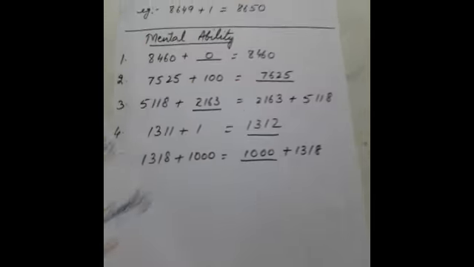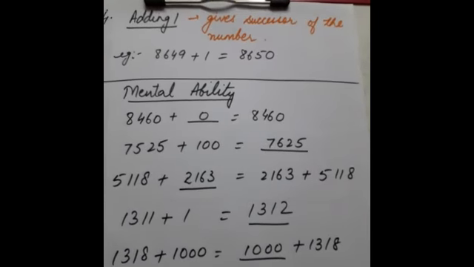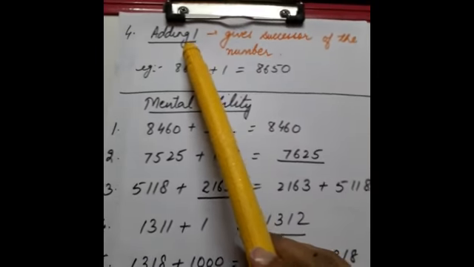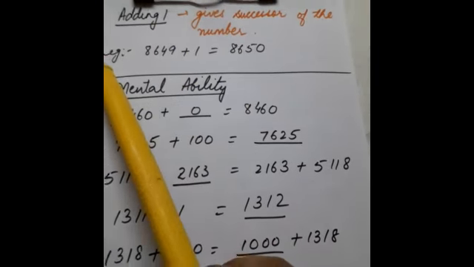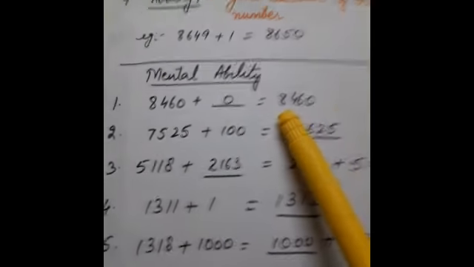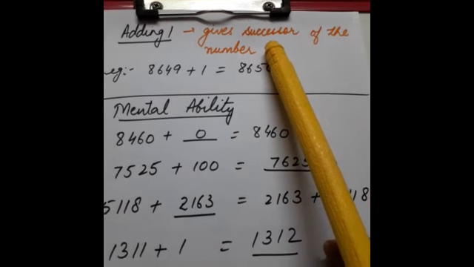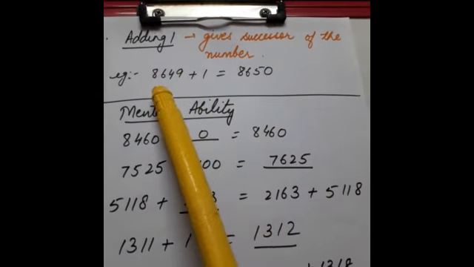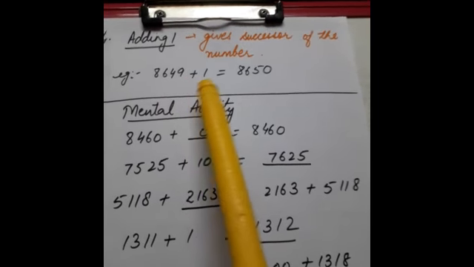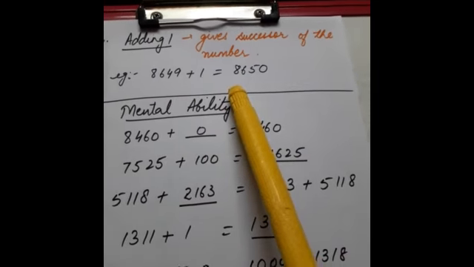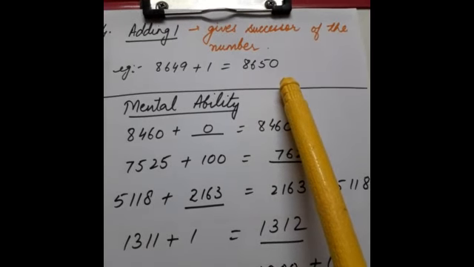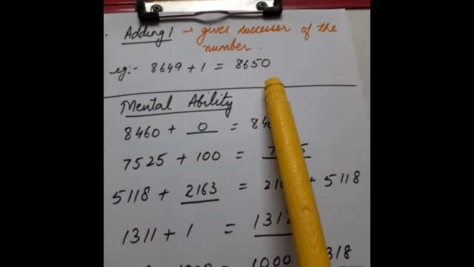Moving to the fourth property, that is called adding 1. When you add 1 to any number, it gives the successor of that number. For example, 8649 plus 1 comes out to be 8650, and that is the successor of this number.